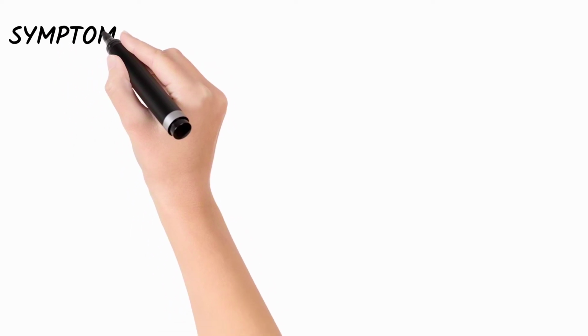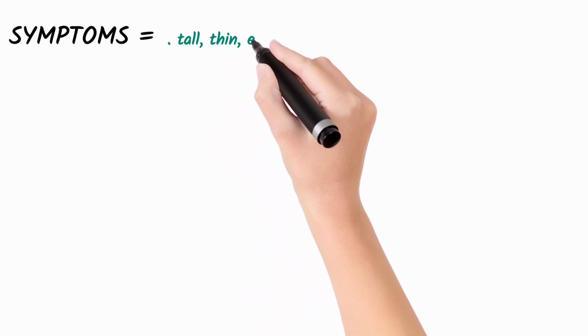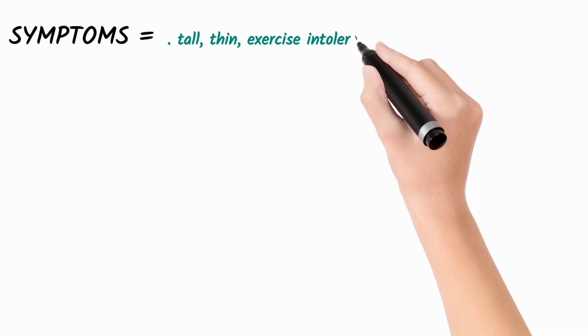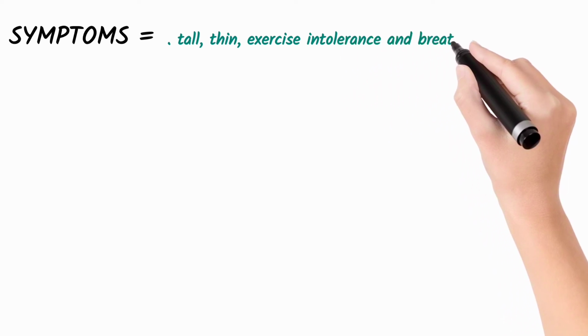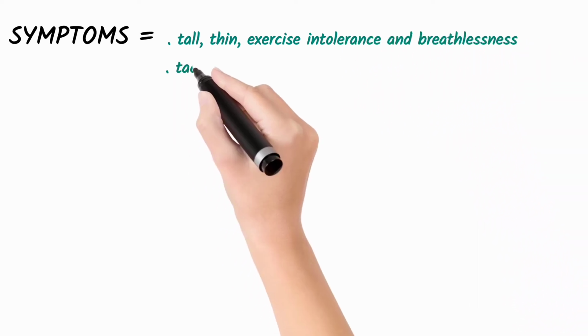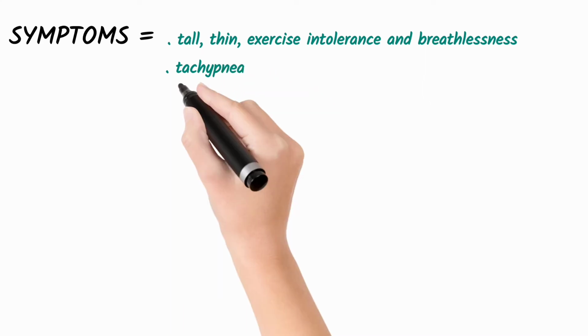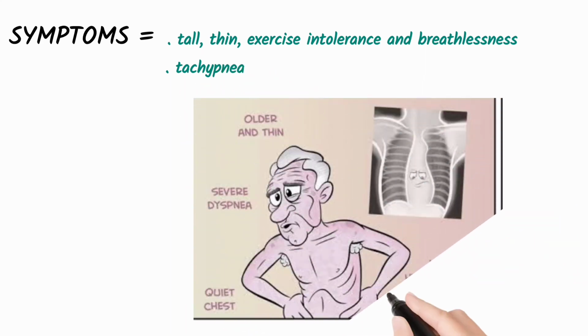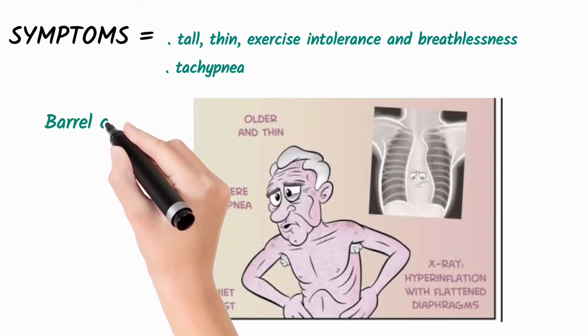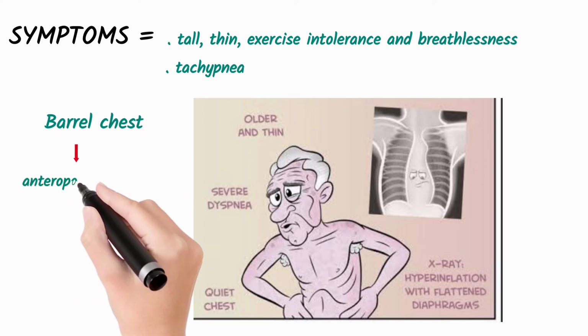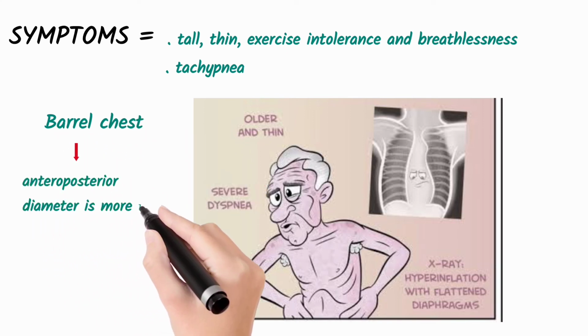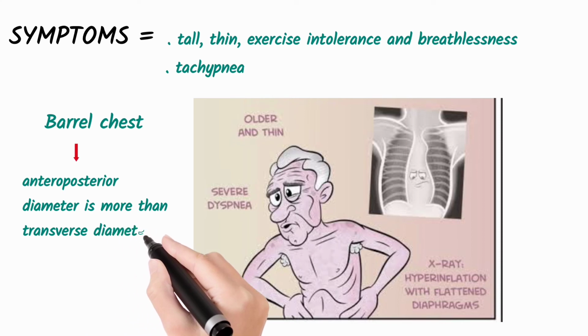Symptoms: the patient of emphysema that presents to us is tall, thin, and has exercise intolerance and breathlessness. Tachypnea is also present in the patient. Patient also has barrel chest. That is, the anterior-posterior diameter of the chest is more than the transverse diameter.